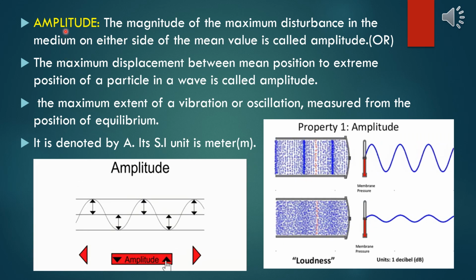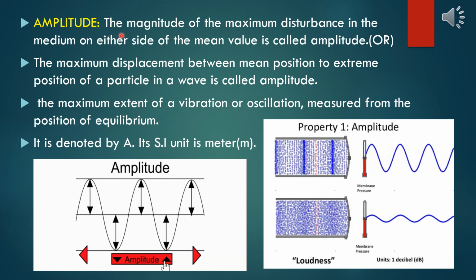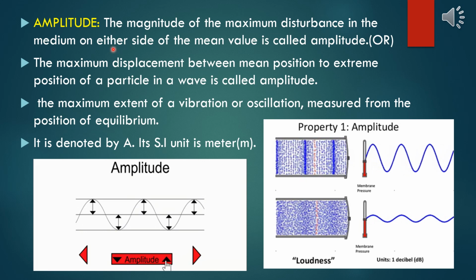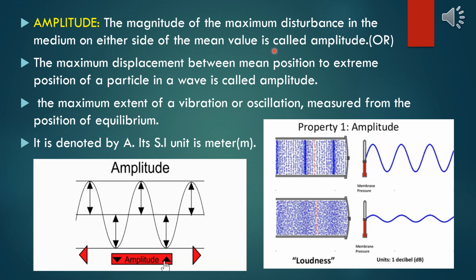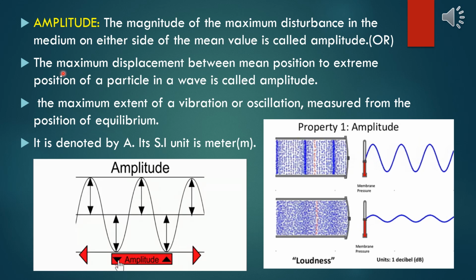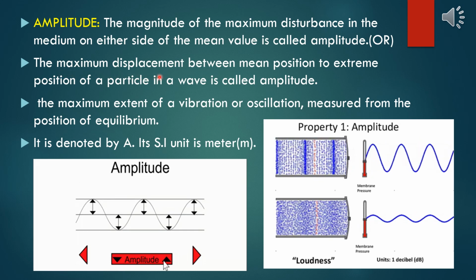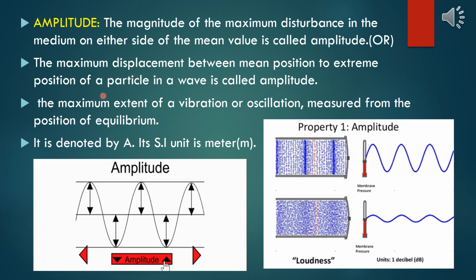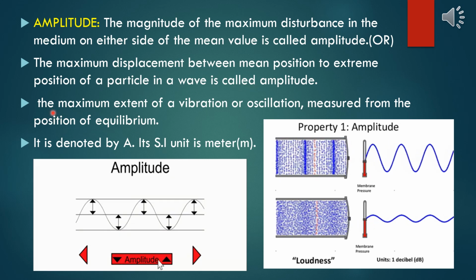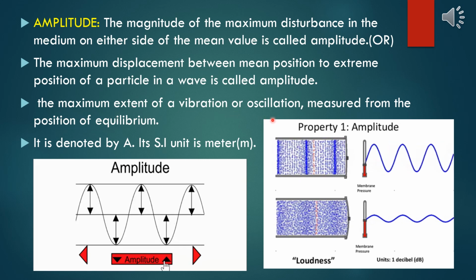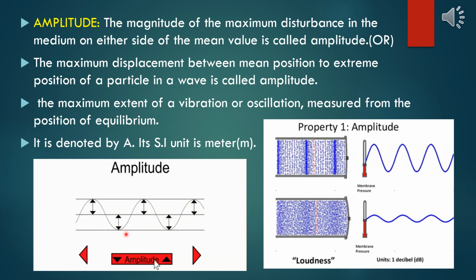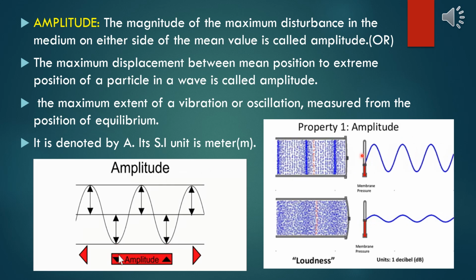The next characteristic of sound is amplitude. The meaning of amplitude is the magnitude of the maximum disturbance in the medium on either side of the mean value. Or in a simple statement, the maximum displacement between the mean position and the extreme position of a particle in a wave is called amplitude. You can even define it as the maximum extent of a vibration or oscillation measured from the position of equilibrium. Amplitude is denoted by the letter A, and its SI unit is meter.